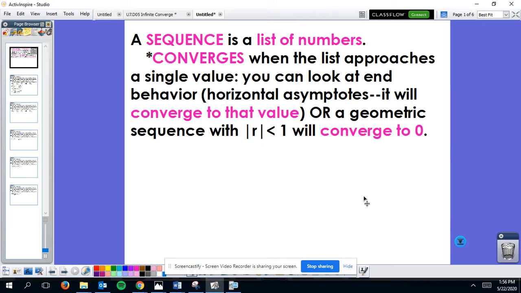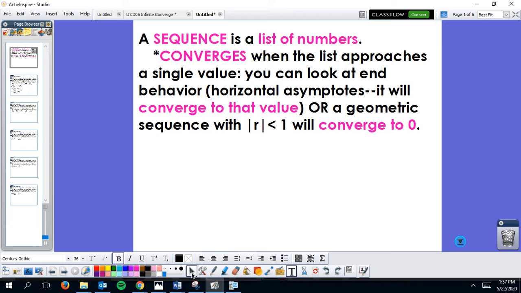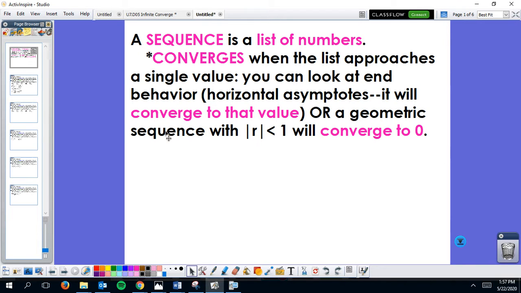Also, a geometric sequence with the absolute value of the ratio less than 1 will converge to 0. So that is always the case, because if you think about it, a geometric sequence is one where you're multiplying by the same number over and over. If that number is less than 1, then the values just get smaller and smaller, closer and closer to 0. So converge is kind of like a synonym for approach, and so it will eventually approach 0 when you have a geometric sequence with a ratio of less than 1.